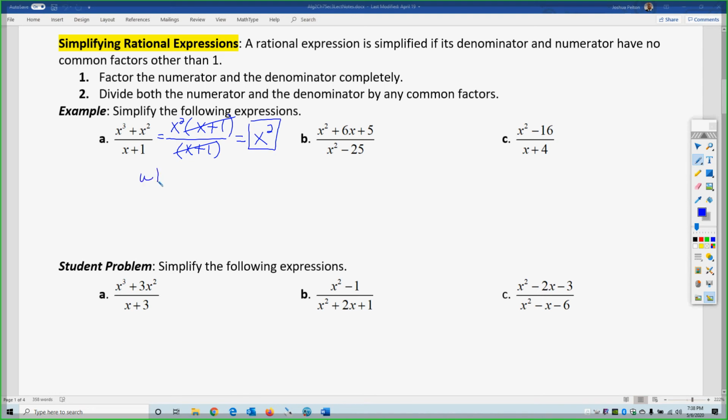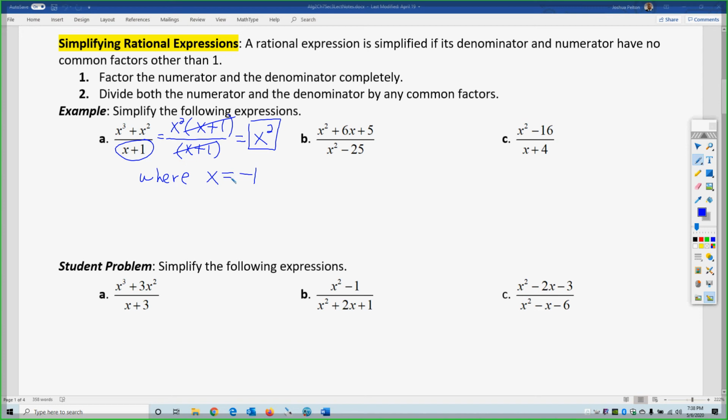But it's only true where x cannot equal negative 1. Because if you plug in negative 1 to the denominator, you will get 0, and that cannot happen. So you have, again, limited domains on rational expressions and functions.